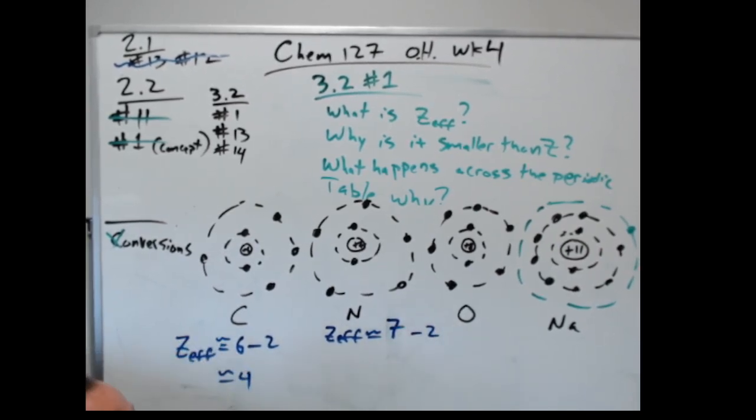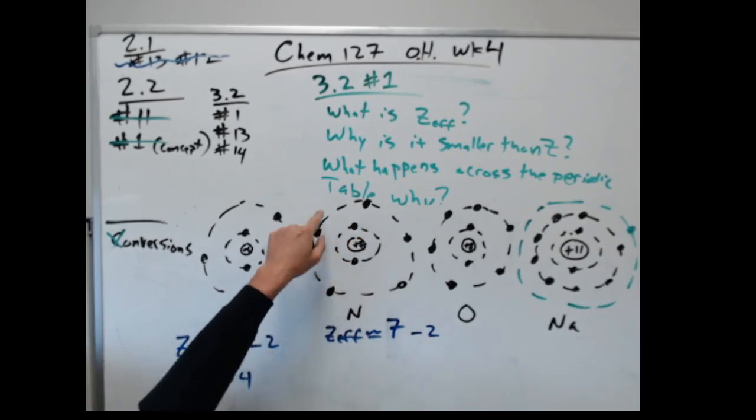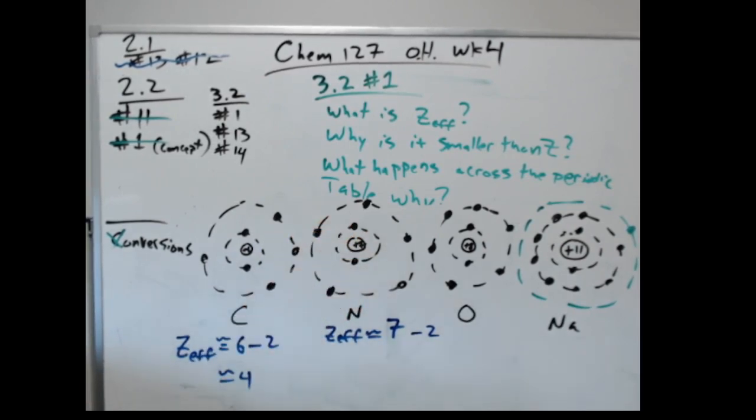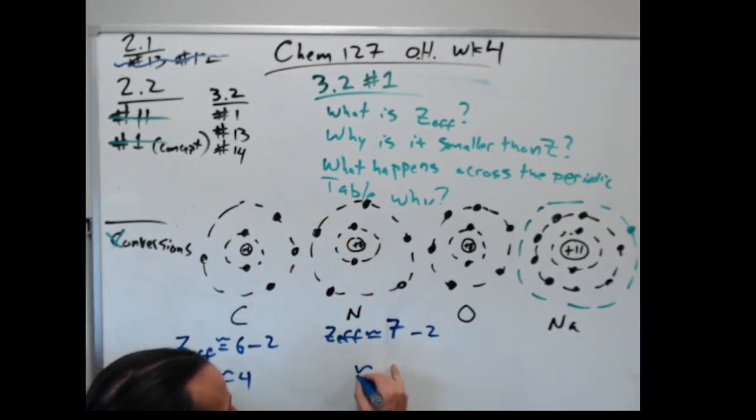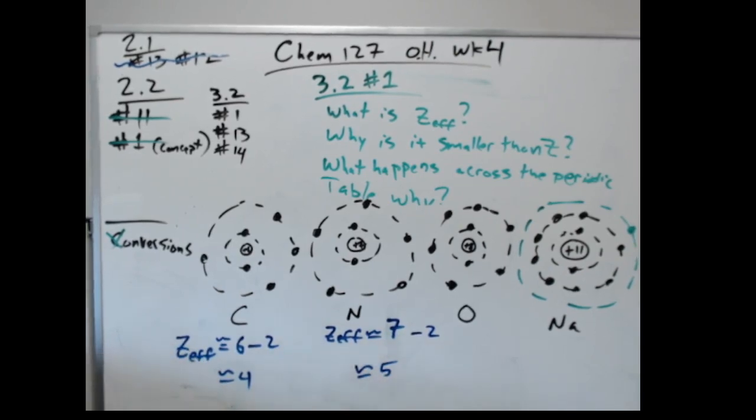The nuclear charge is 7. There's still only 2 core electrons in there. So this ends up being approximately 5. Increased effective nuclear charge as we go from carbon to nitrogen. That happens because we're increasing the nuclear charge without really having a big impact on the shielding.